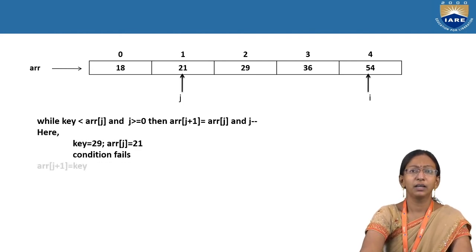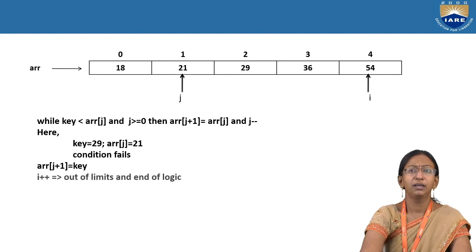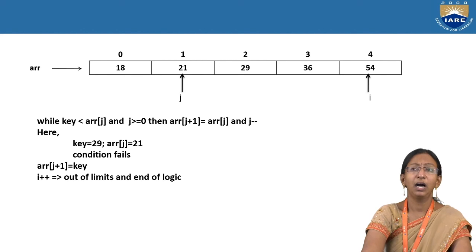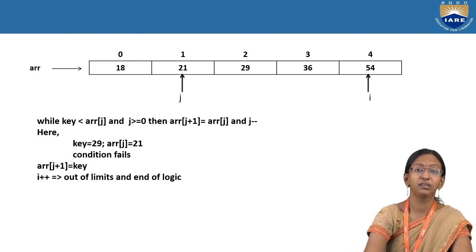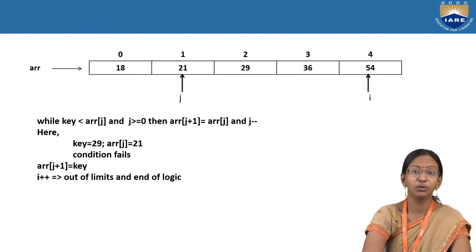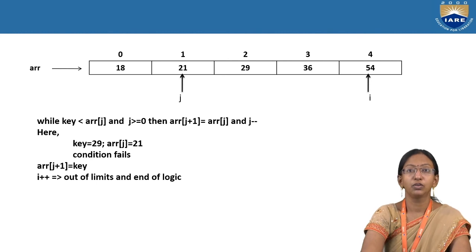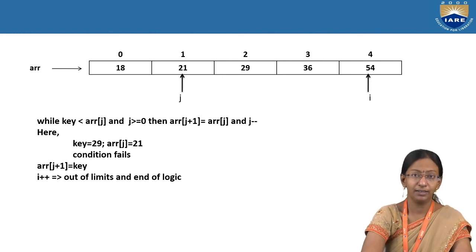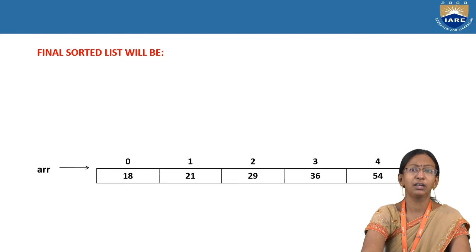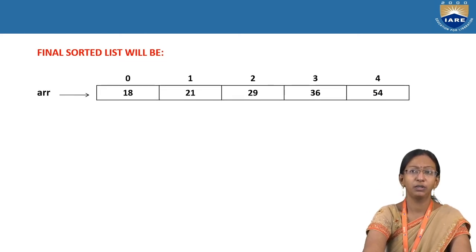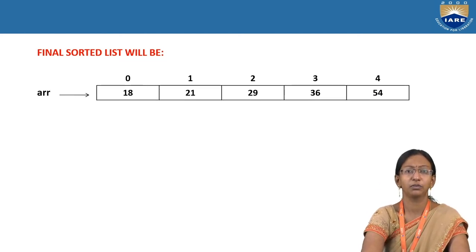So, as the condition failed, now if you increment the I value, I is going to go out of the limit because the upper boundary is 4, and if you increment I, it will be pointing to 5, which is out of limits. So once I crosses the limits, that is the upper bound, it will be the end of the logic. So the final list is in your hands right now. The final sorted list will be 18, 21, 29, 36 and 54.